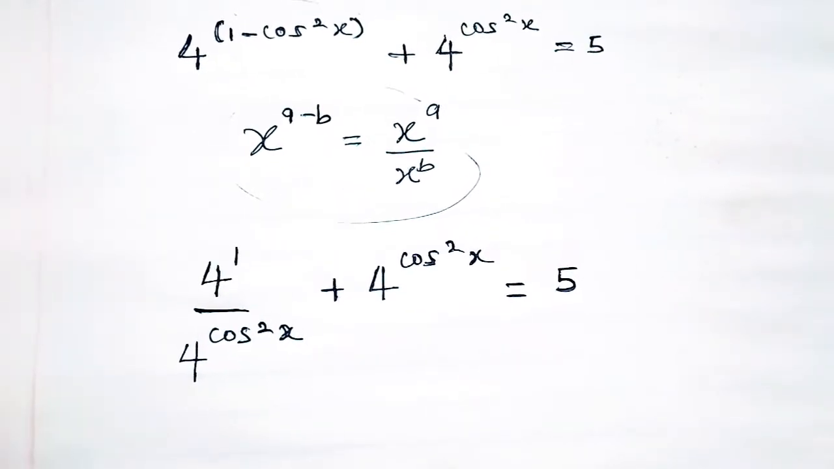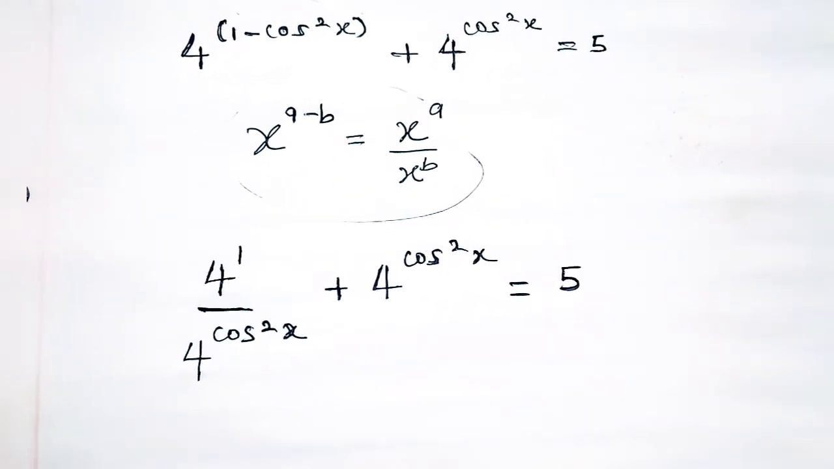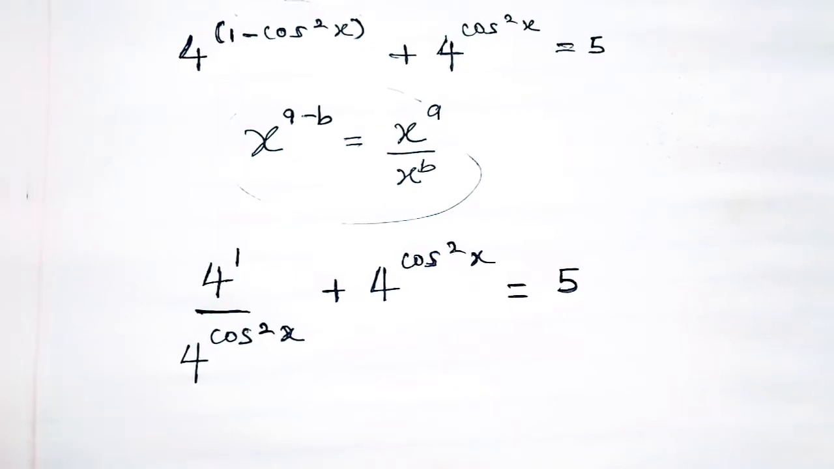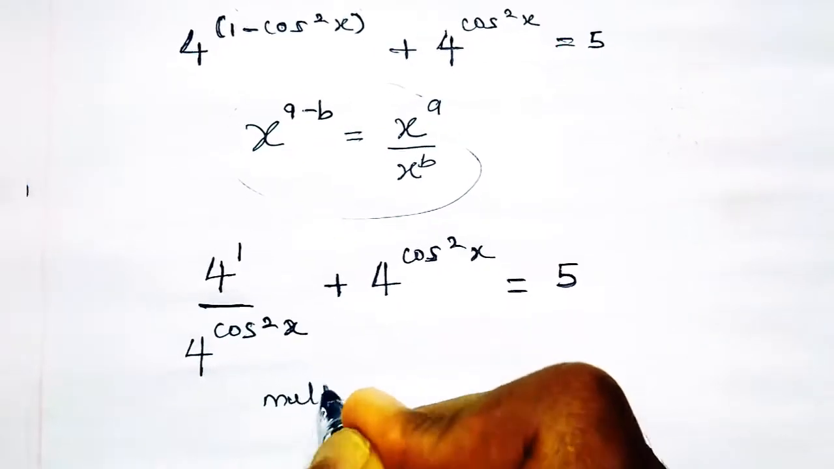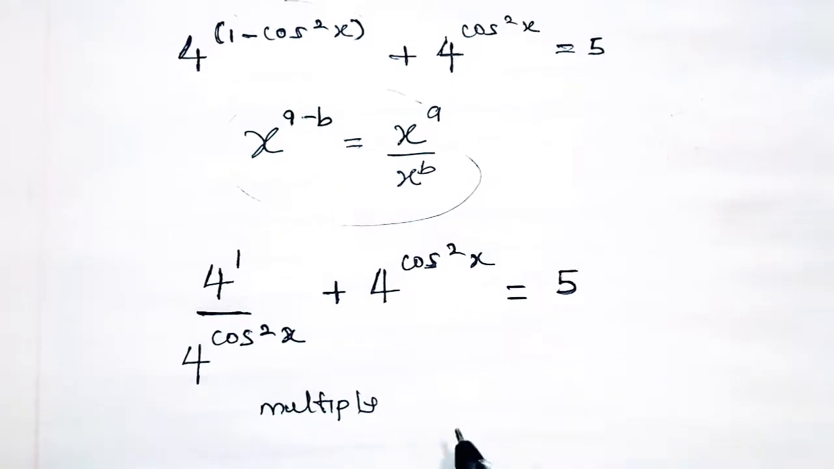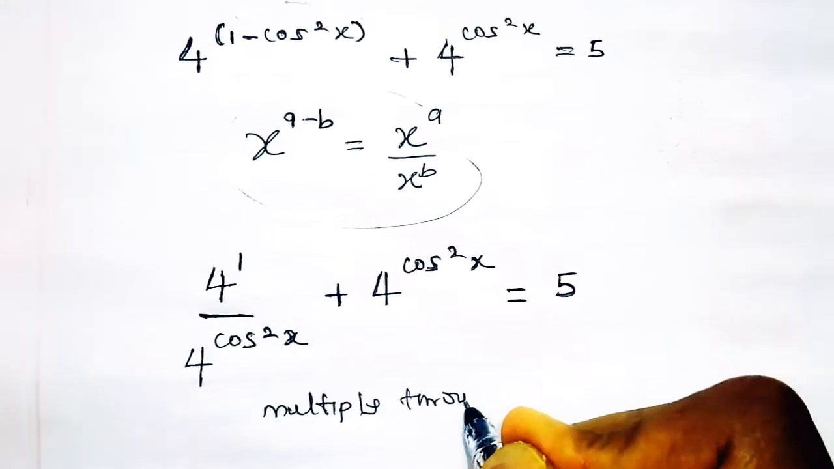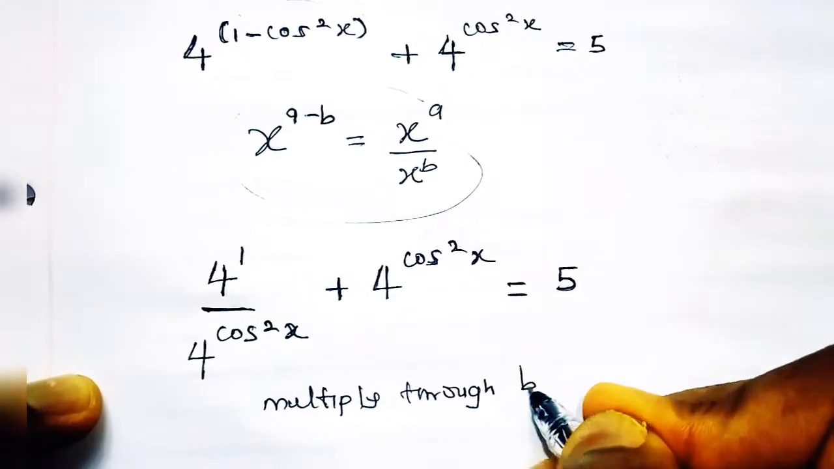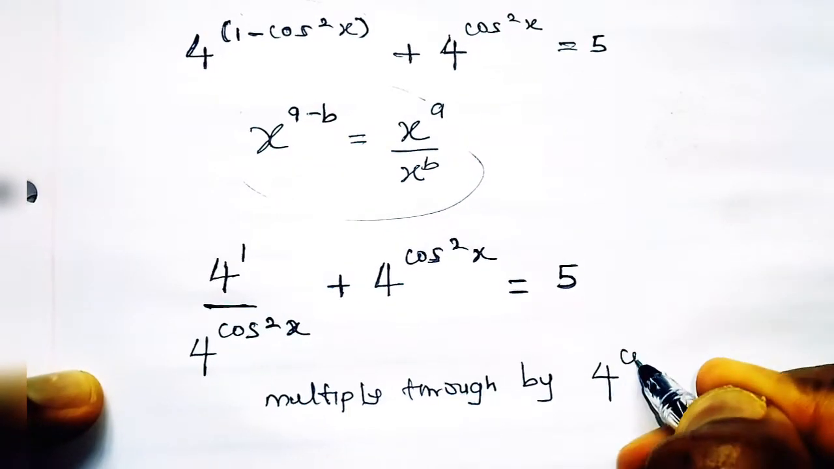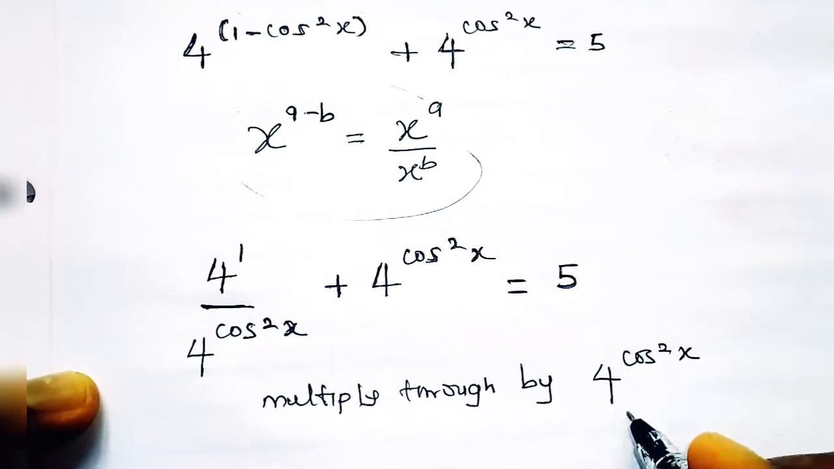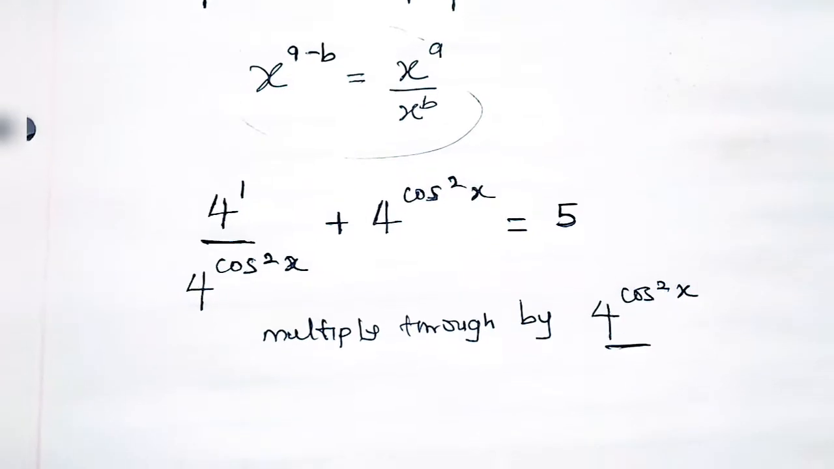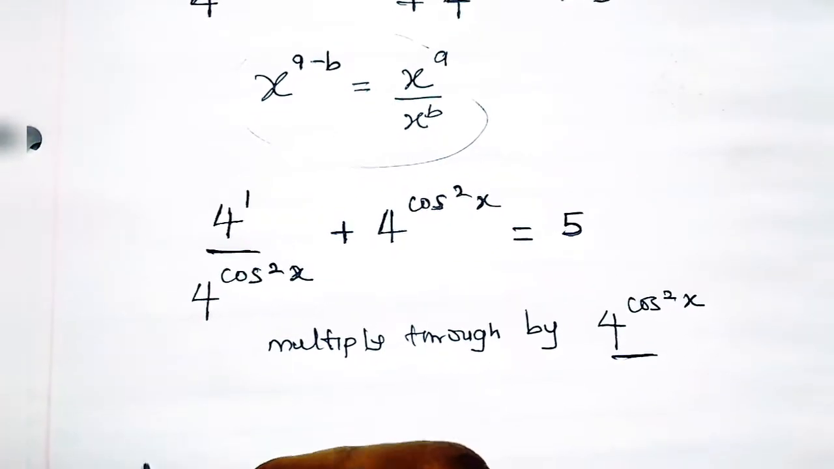So now what's my next step? I'm going to multiply through by 4 raised to the power cos square x. Yeah, I'm going to multiply through by 4 raised to the power cos square x. So let's multiply through and see what we're going to get.